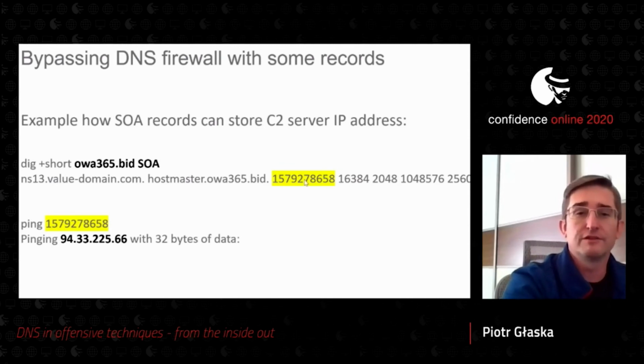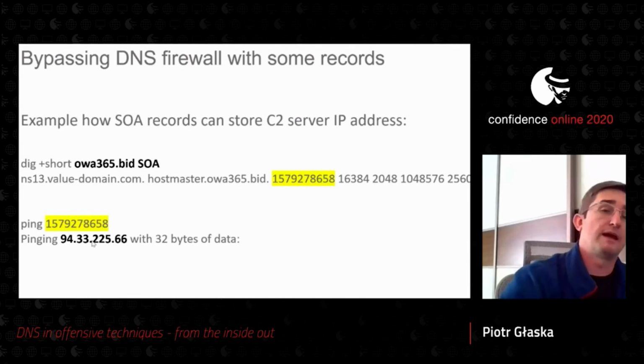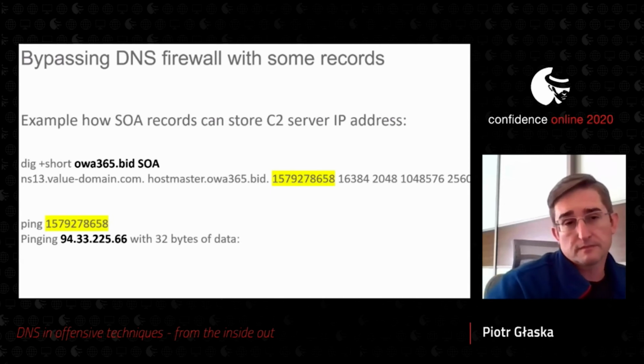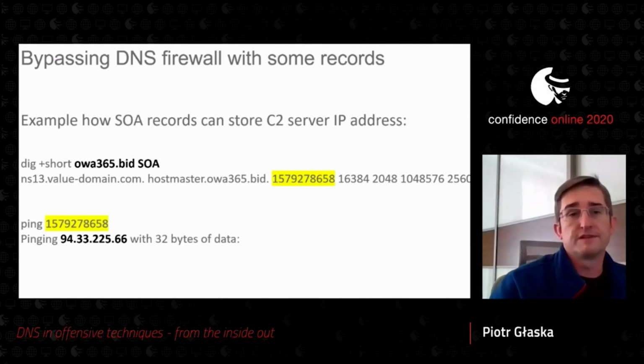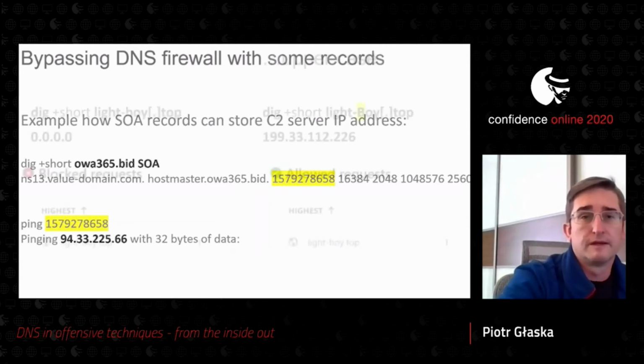So actually, for the purpose of pinging this IP address, you can just copy and paste it, and it will be displayed in a 4-octet format. So this is very simple, and it can be used to bypass DNS firewalls.